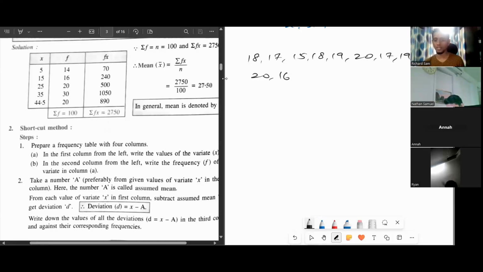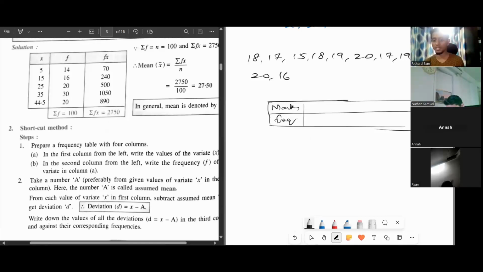The table will be given like this. Here you have the marks and here you have something called frequency. Now we saw frequency in the last chapter, 23rd chapter. Frequency is the number of people or number of anything. So if I make this into a table, I'll start with 16, 17, 18, 19, and 20. These are the marks.